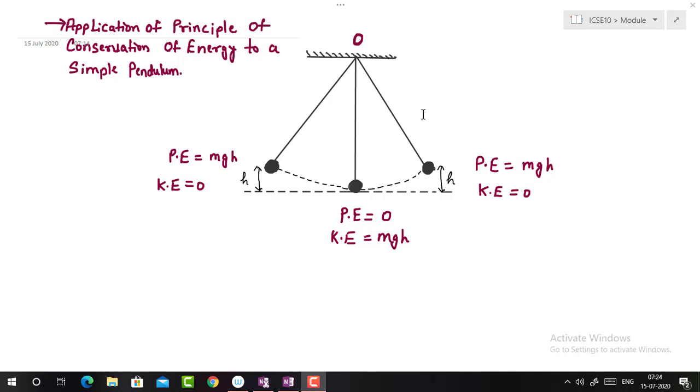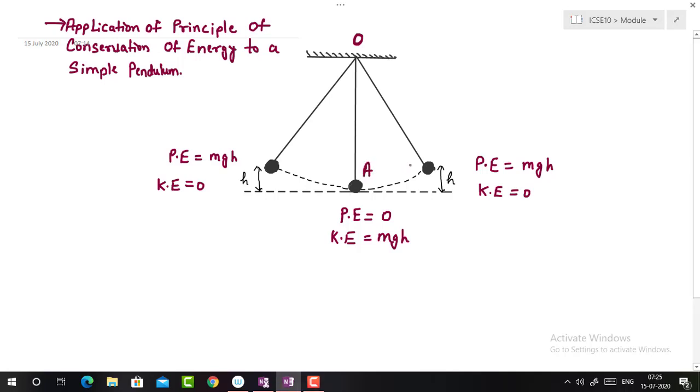In this figure you can see a simple pendulum which is suspended from a rigid support, that is from point O. Its resting position is at A. When it is displaced to one side, this resting position is taken as A.